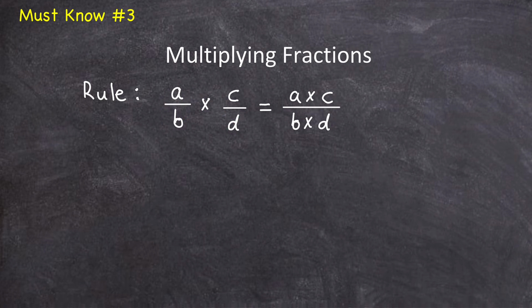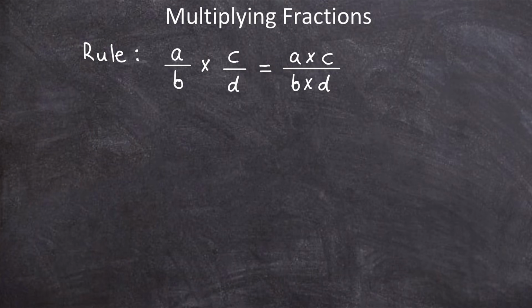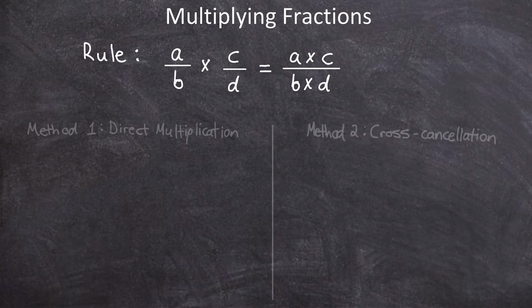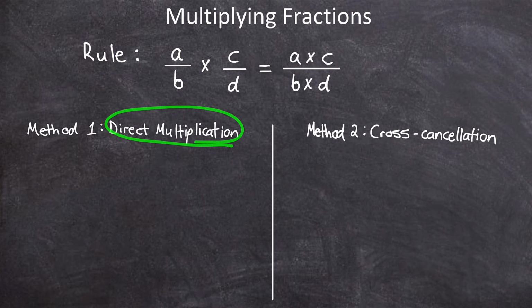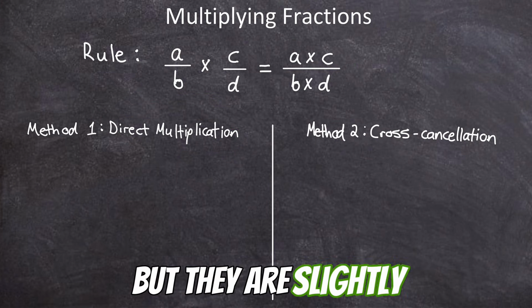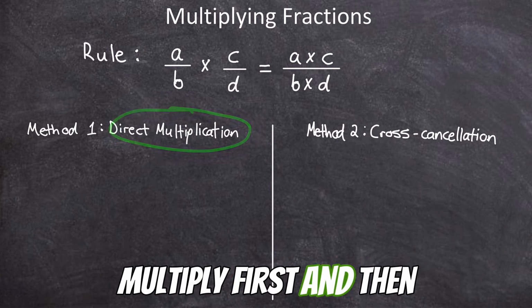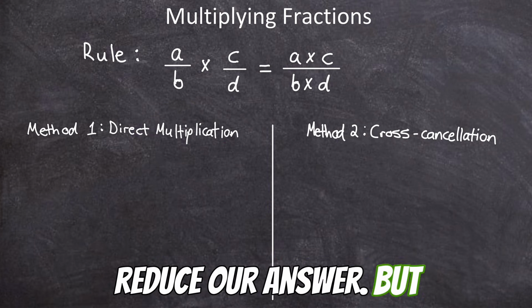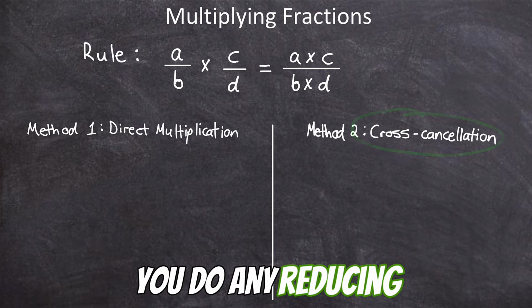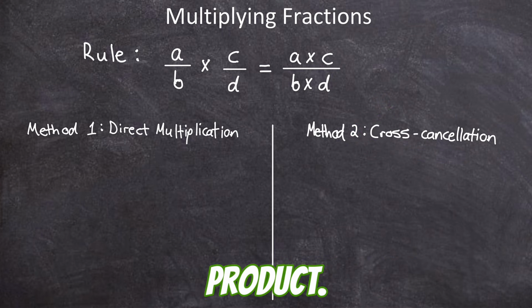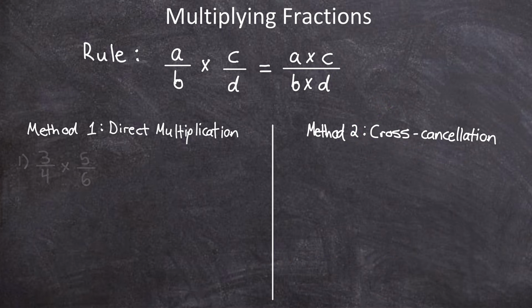And then let's do some examples of multiplying fractions. And there are actually 2 different ways we can go about multiplying fractions. So I'll break it up into 2 different parts here. So notice we have 2 methods for multiplying fractions, direct multiplication and cross cancellation. They both use this rule, but they are slightly different because in direct multiplication, we multiply first and then reduce our answer. But in cross cancellation, you do any reducing first and then find your product. So let's do a few examples of each.